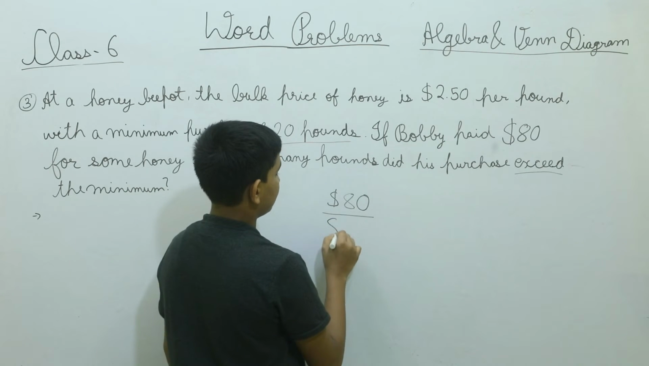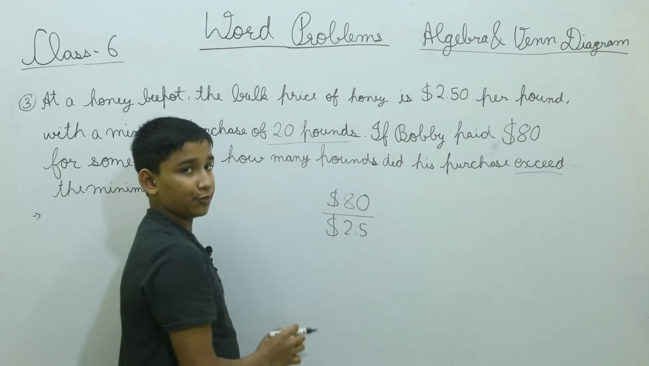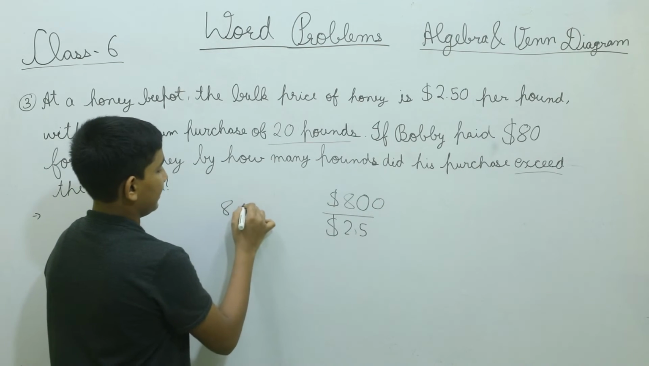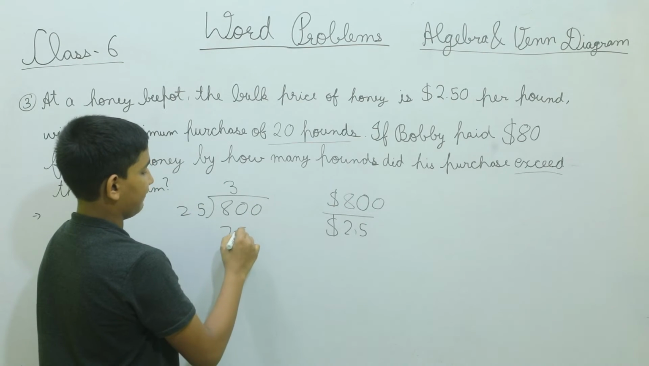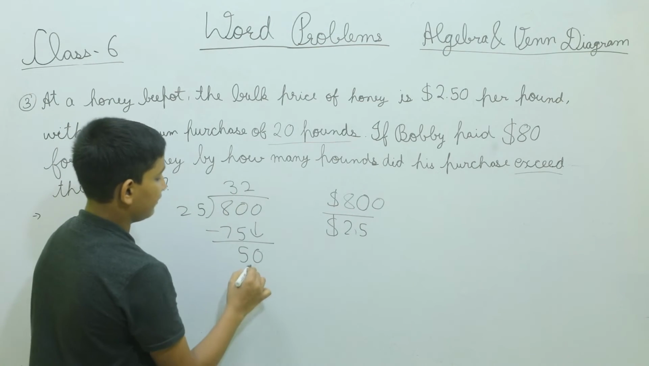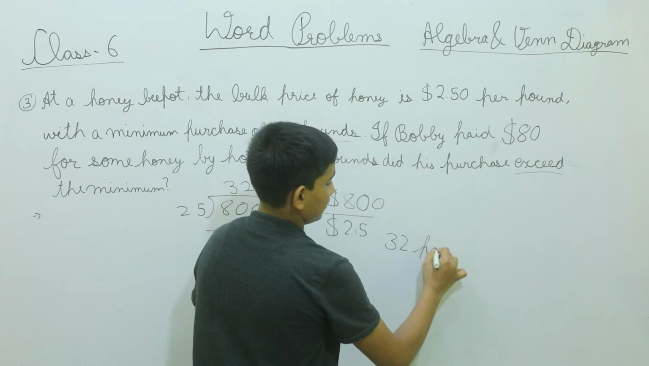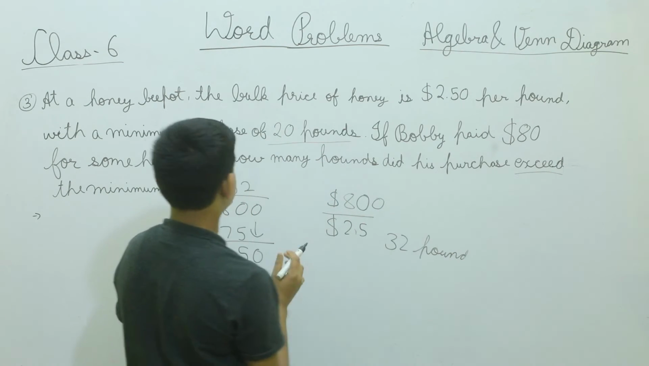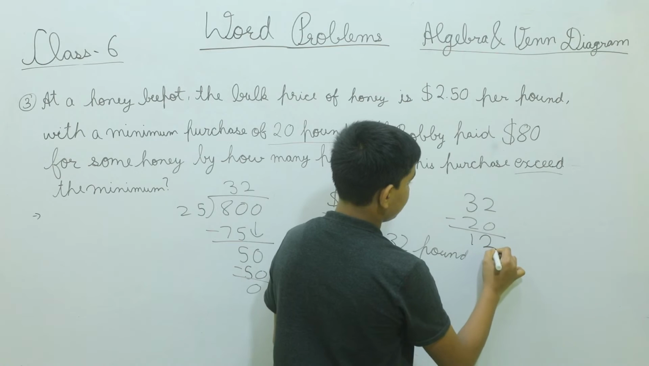So if we divide it by 2.50, because it is a decimal, there can be infinite zeros, so we will only count 2.5. Now if we remove the decimal, here will be another 0. So let's divide 800 by 25. So 25 times 3, 75, minus, we'll get 5, then 0, 50, then 25 twos are 50. So he bought 32 pounds and the minimum was 20, and we need to find how much his purchase exceeded the minimum. So we'll subtract 20 from 32, that means 12.